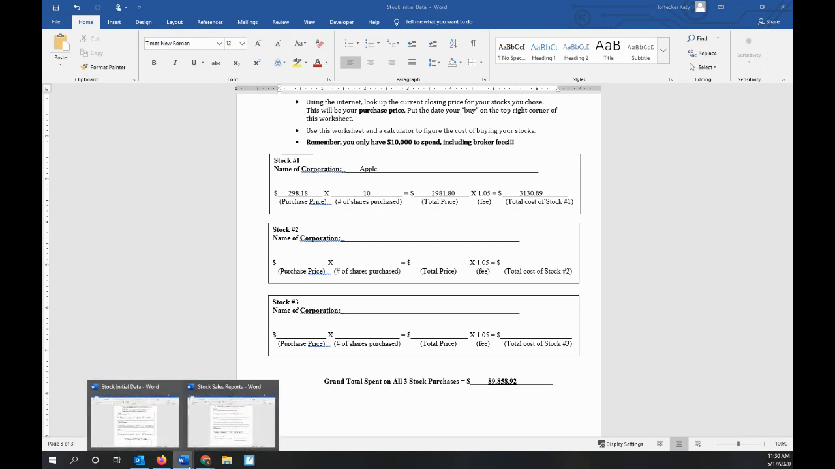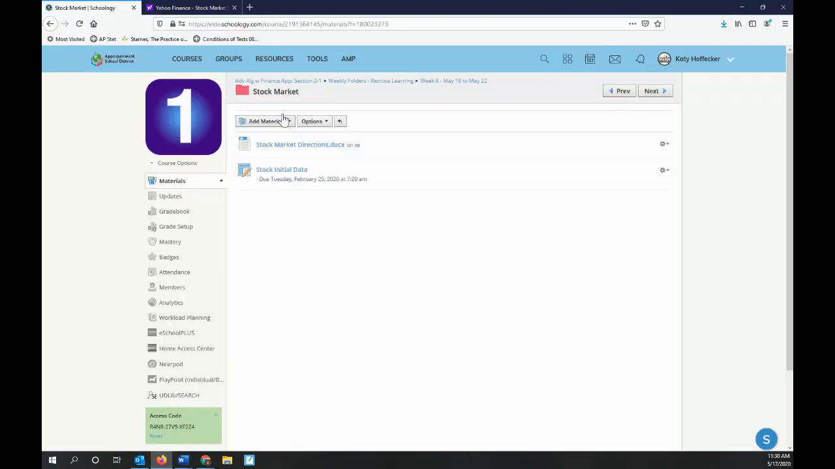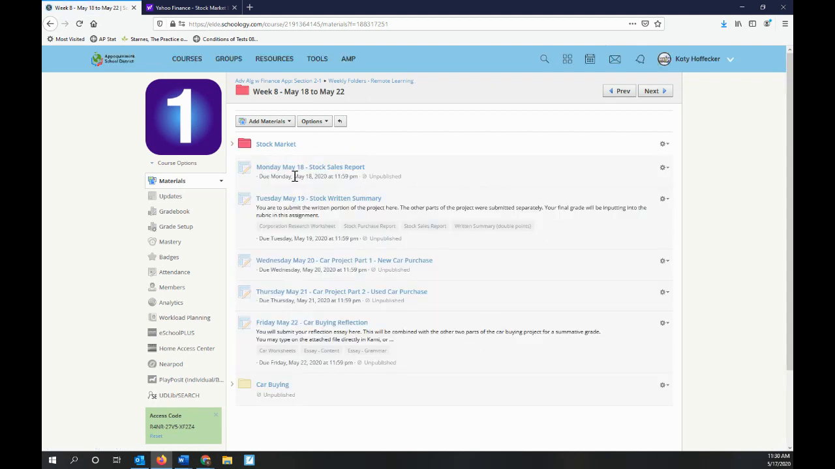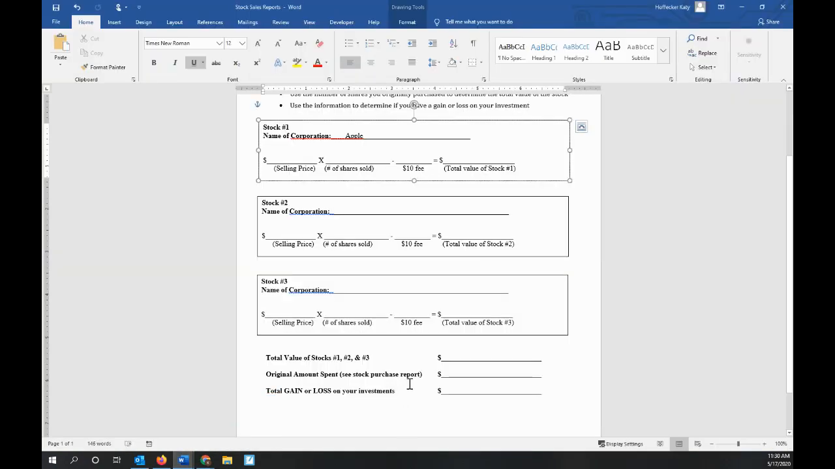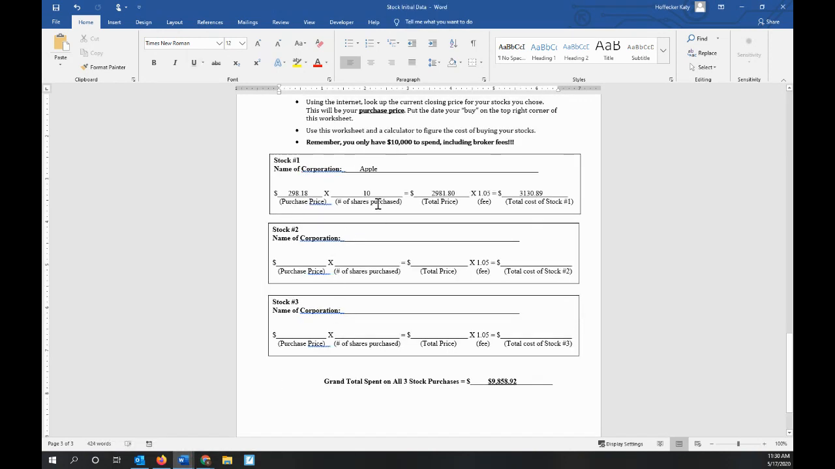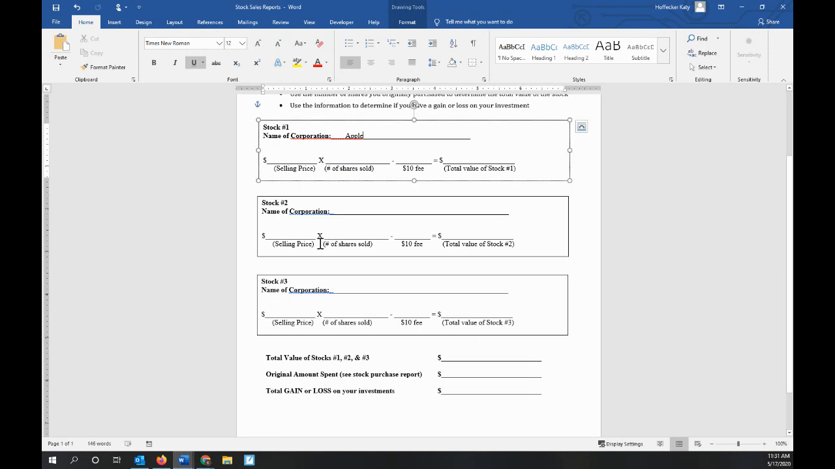What you're going to do today is go into the week 8 folder, and this will be published. You're going to do the sales report. You're going to complete this in Kami on your Chromebook. The name of your corporation is Apple. The number of shares is going to be the same number that you purchased. So I bought 10 shares of Apple. Therefore, I am going to sell 10 shares of Apple here.